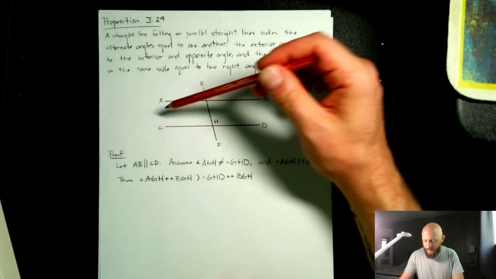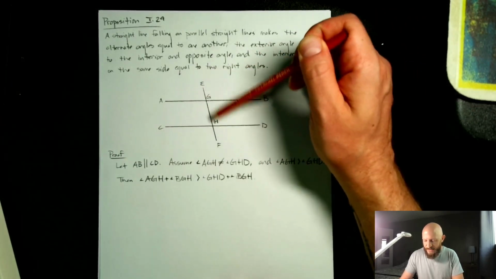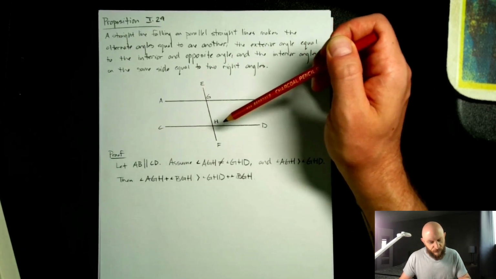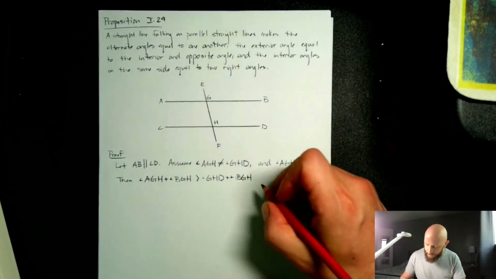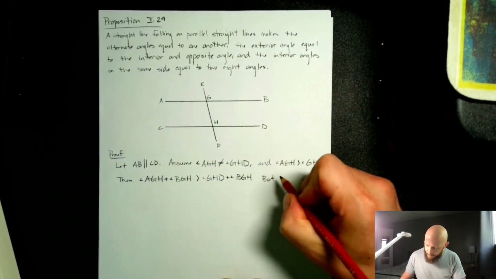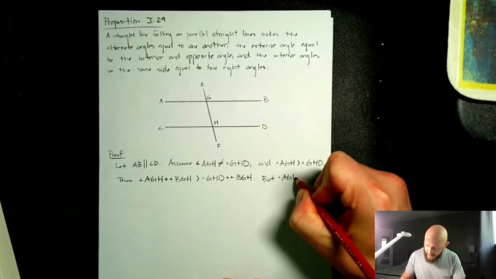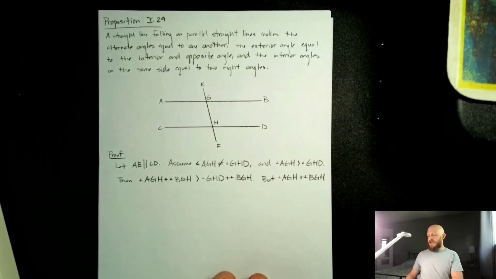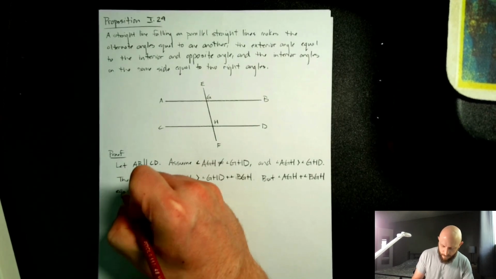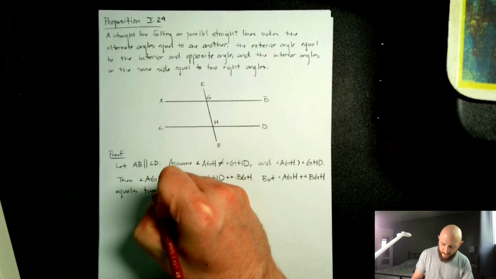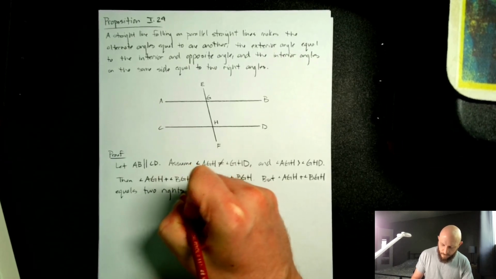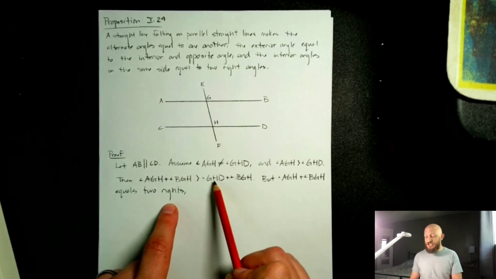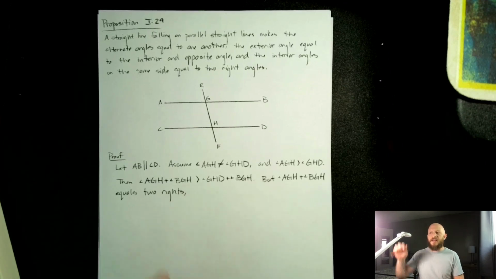So we'll notice that AGH plus BGH form two right angles by Prop 13, since it's a straight line, basically. Angle AGH plus angle BGH equals two rights, which means then that angle GHD plus angle BGH is less than 2 rights.